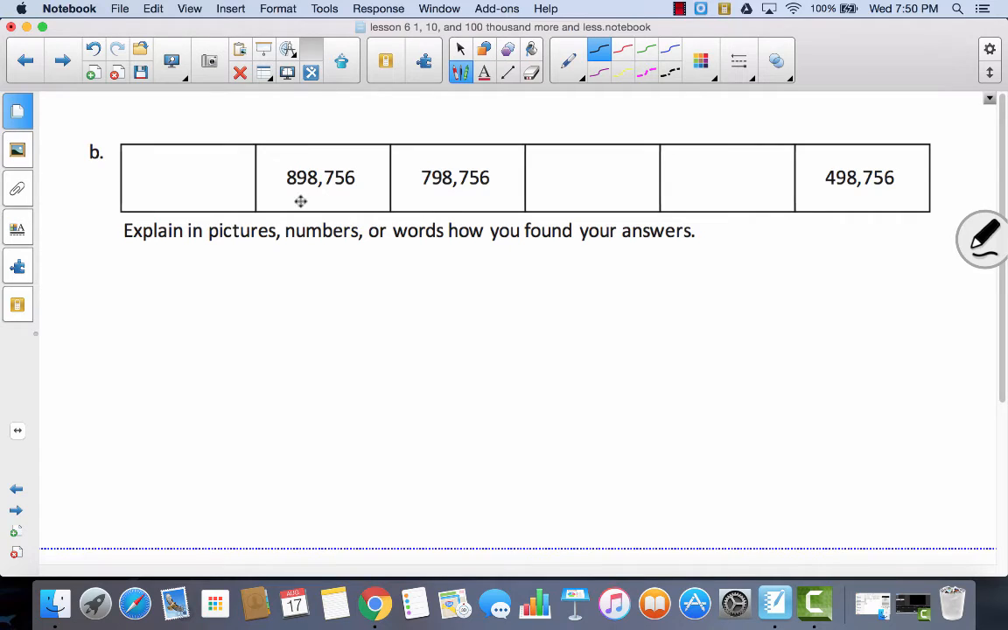Are the numbers getting bigger or are they getting smaller? They're getting smaller. So instead of adding, we are taking away. What are we taking away? We are taking away 100,000. So if I have 800,000s here and 700,000s here, I want you to see if you can do these two places all by yourself. Pause the video and see if you can figure out how to do that and then come back.